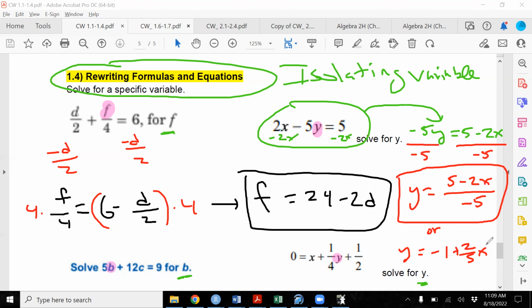Actually, that is kind of nice because that's actually a line with a slope and a y-intercept, which we're going to talk about next week. Because we're going to have to isolate variables for solved graphing equations.